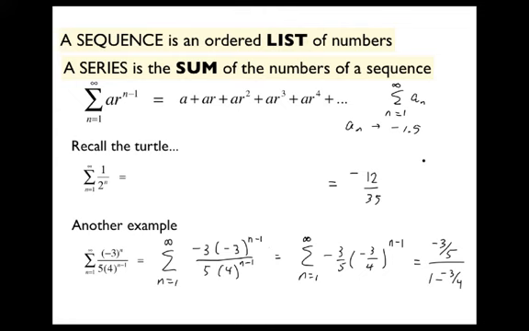So, when can a series possibly converge? When the sequence goes to 0. That's the only ones we want. Those are the only ones that are interesting, right?